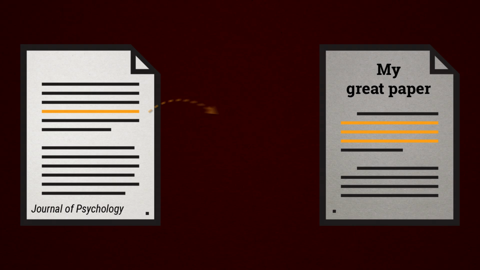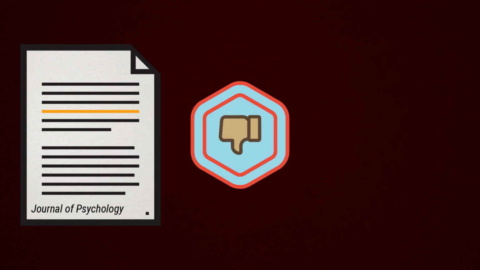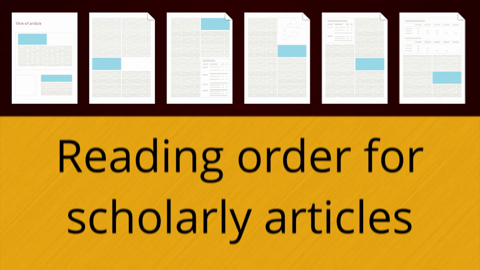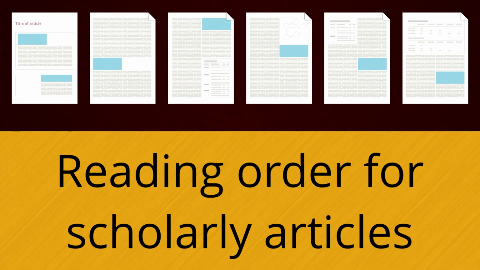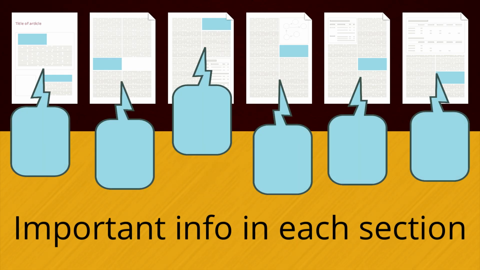Your first goal in reading any scholarly article is to determine relevance for your topic. Keep it or move on to another. This video will introduce you to a suggested reading order for scholarly research articles. It will also describe what important, relevant information scholars typically include in each section of an article.